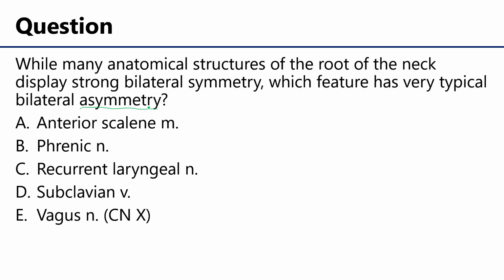Is it A, the anterior scalene muscles? Well, they're pretty symmetrical on both sides, so no. B, the phrenic nerve? Well, we've got one on each side in association with the anterior scalene muscle, so no. C, the recurrent laryngeal nerve.